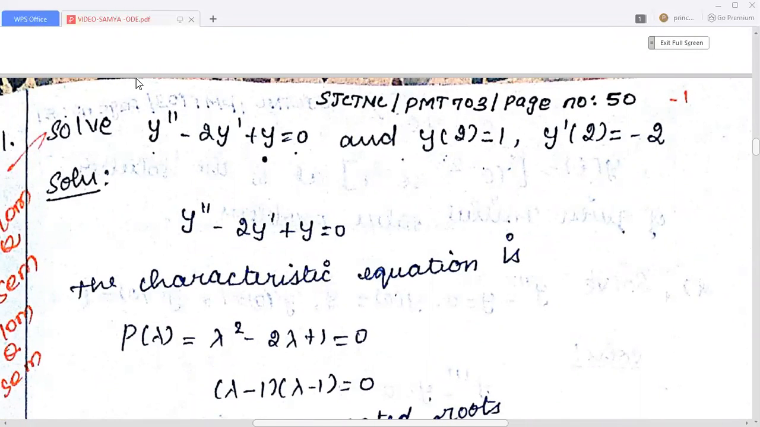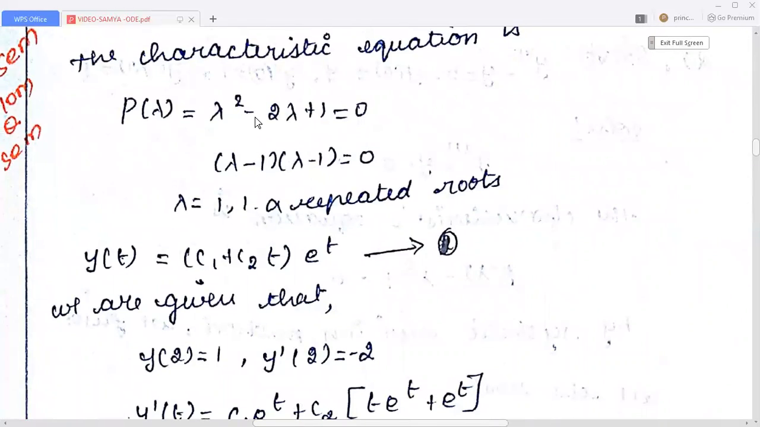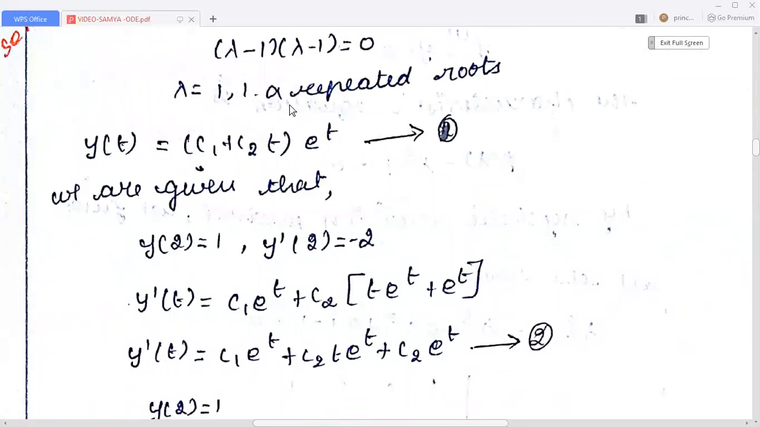Solve y'' - 2y' + y = 0, with y(2) = 1 and y'(2) = -2. Here y'' means y''(t), y' means y'(t), and y means y(t). So the given equation is y'' - 2y' + y = 0. The characteristic equation is p(λ) = λ² - 2λ + 1 = 0. If you solve this equation by factorization, we get (λ - 1)(λ - 1) = 0. Therefore, λ = 1, 1 are repeated roots.